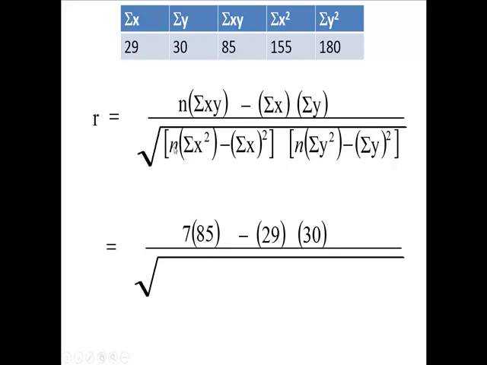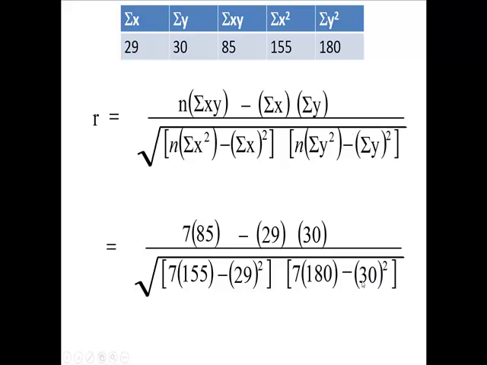Here's your square root, and we're going to have 7 times the sum of x squared, which is 155. See, that's right there. 155 minus the sum of x, which is 29. This is the same value as this is. We had 29 for this, we're going to have 29 for this. Then we're going to square 29. And then I have 7 times 180. This is 180. Minus the sum of y, which is 30. So we'll put 30 in here, 30 for this one, 30 for this one. 30 squared.